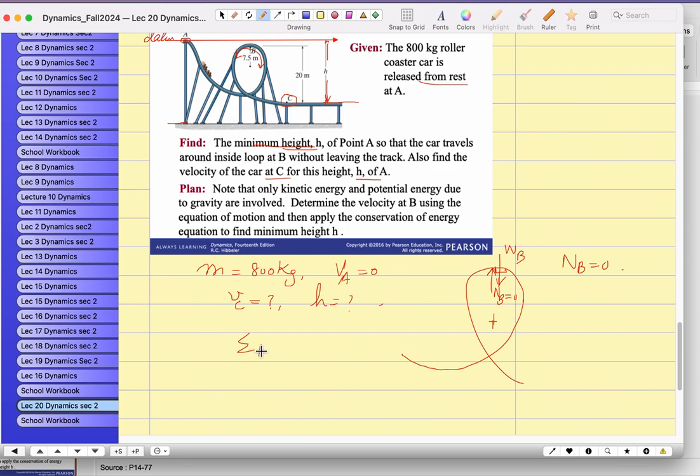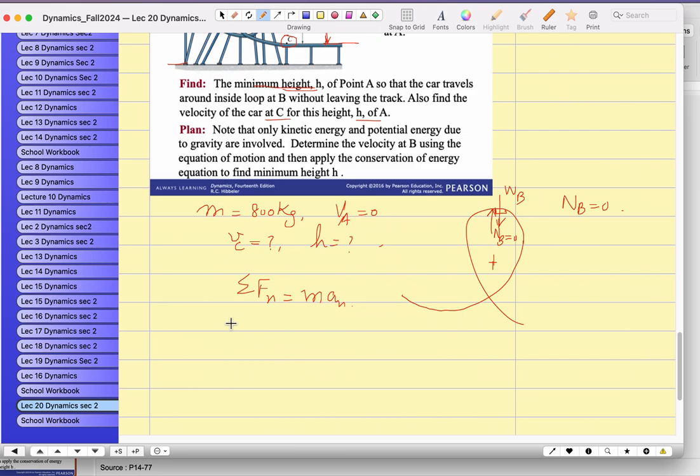NB for this case equals 0, and this is my center of curvature, so you can apply the formula. All the forces along the normal unit vector equal mass times acceleration. So WB equals m VB square over rho. So what is my VB? VB equals the square root of W sub B times rho, the radius of curvature, over m.